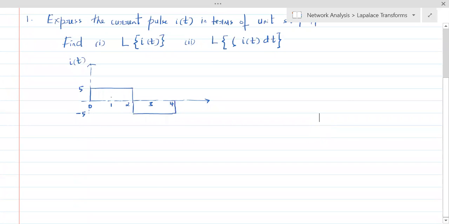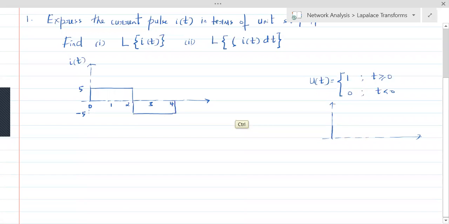What is the unit step function? See here, the unit step function u of t is 1 for t greater than or equal to 0 and 0 for t less than 0. This is what the unit step function is. So how do we sketch that? We sketch it like this. It is 0, this is t, again 1 for t greater than or equal to 0, or 0 for t less than 0. But here the amplitude of I of t is 5.